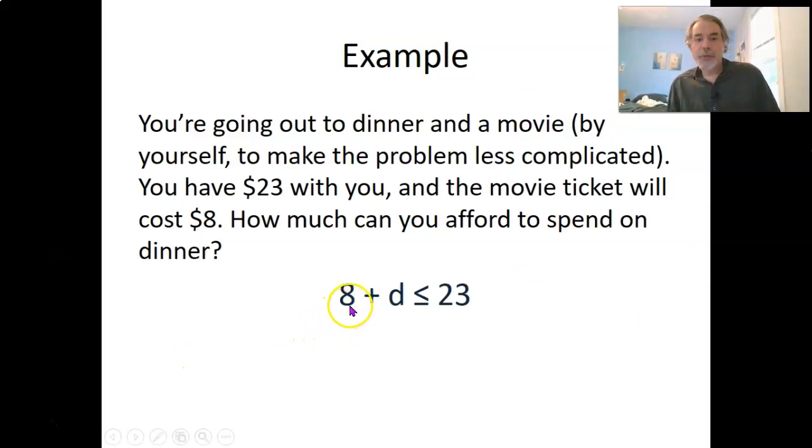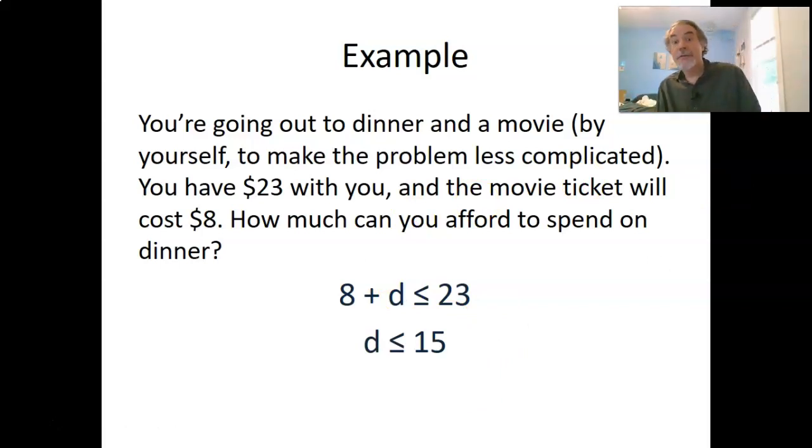So what you spend on the movie plus what you spend on dinner has to be less than or equal to the $23 that you have available. You don't have to spend all $23. You could, or you could just spend less than that. And it turns out that means that the amount you spend on dinner has to be less than or equal to $15. But it could be all $23 that you spend, could be less than that, just can't be any more than that.